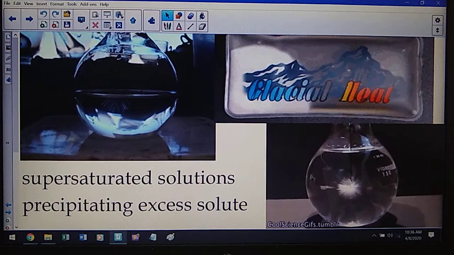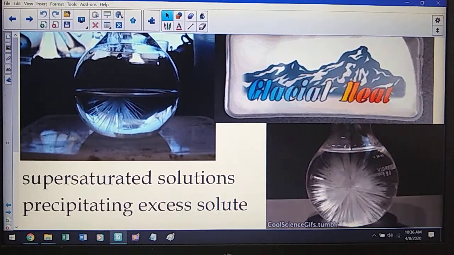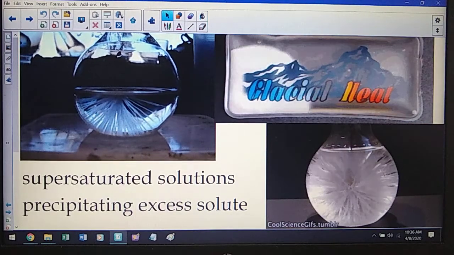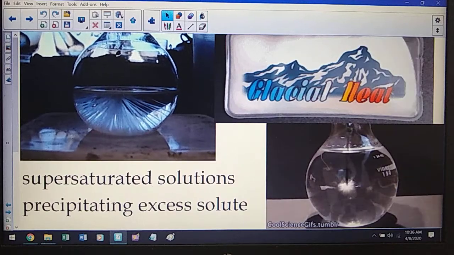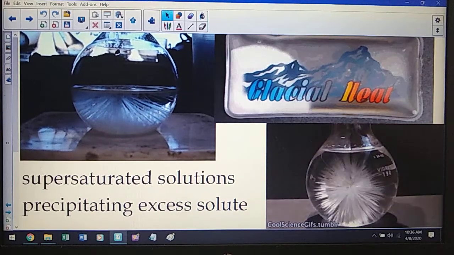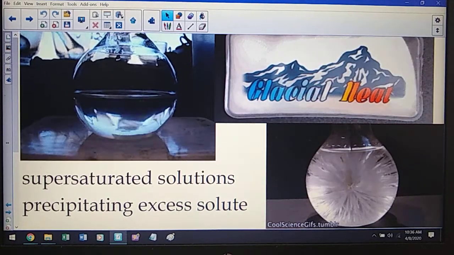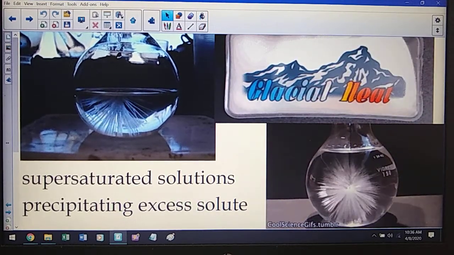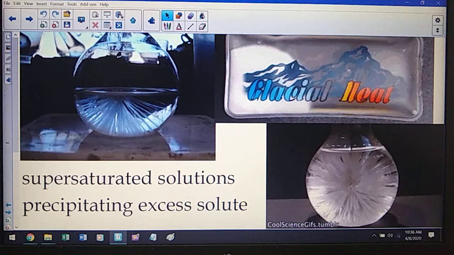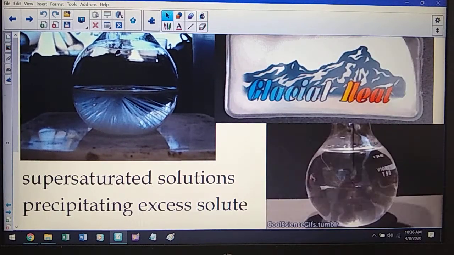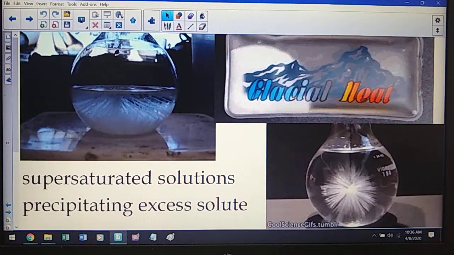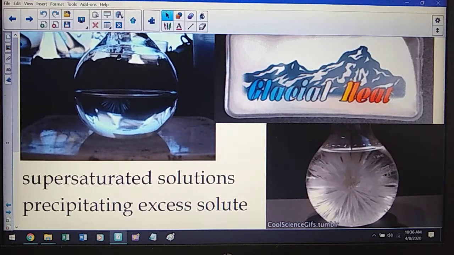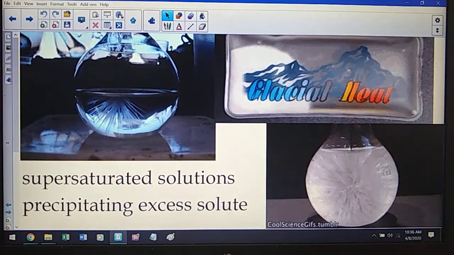And I've got a few pictures here for this. The picture in the upper right-hand corner is an instant heat warmer, a hand warmer. There's a metal disc in the lower left-hand corner that, when flexed, will cause all the extra ionic compound here, typically sodium acetate, to be precipitated out. That's why you can see the white going across the entire thing.